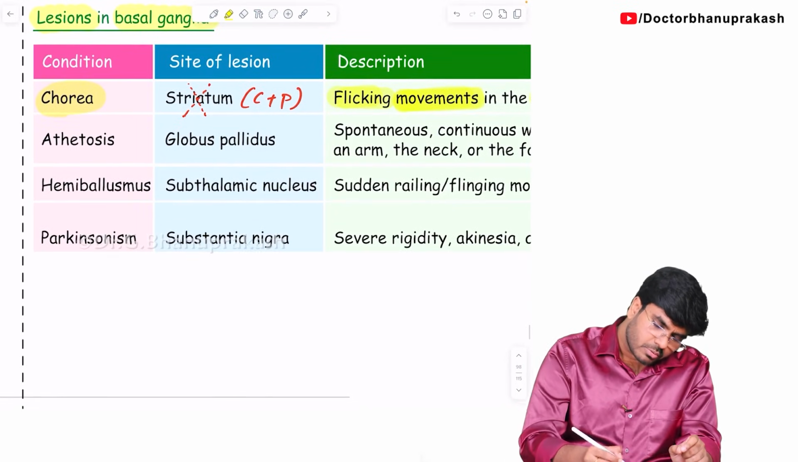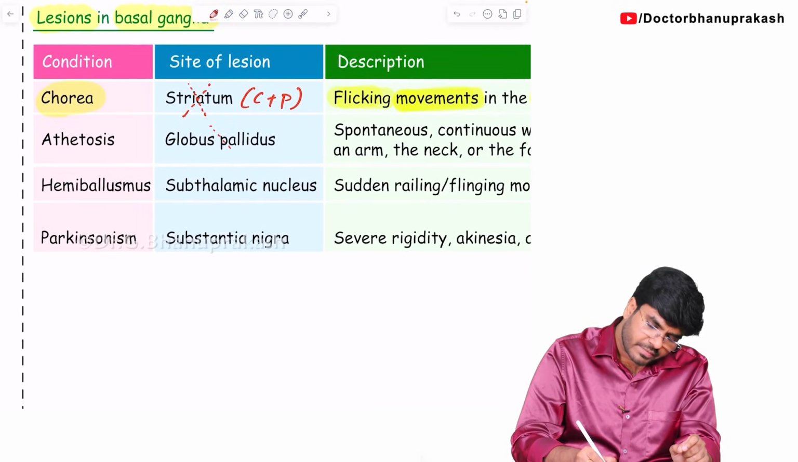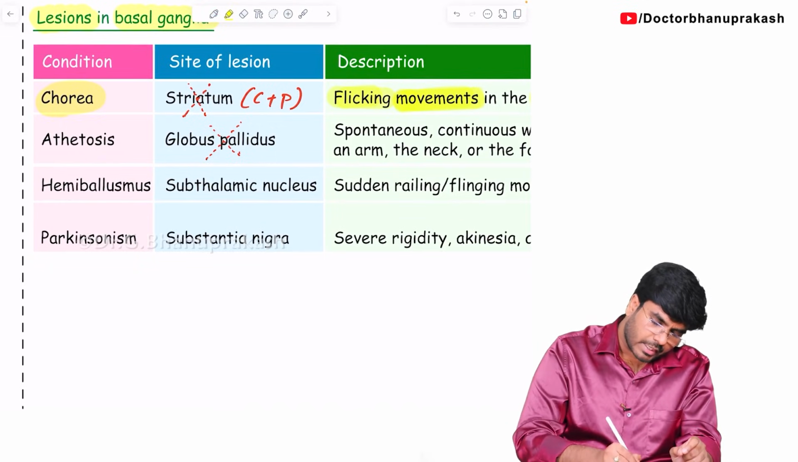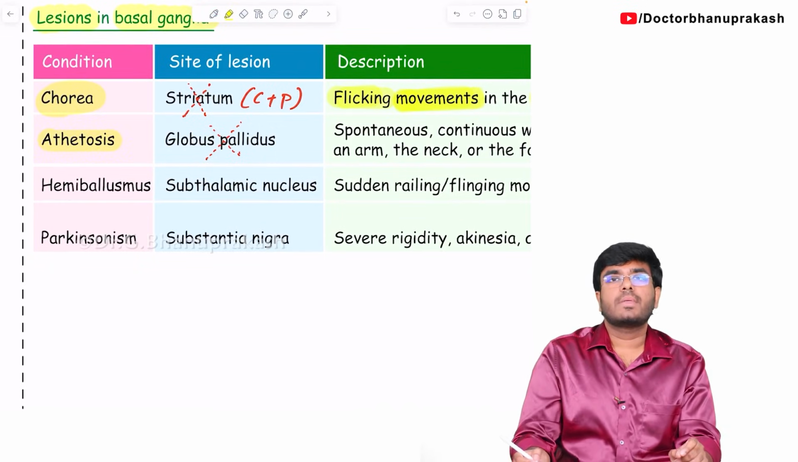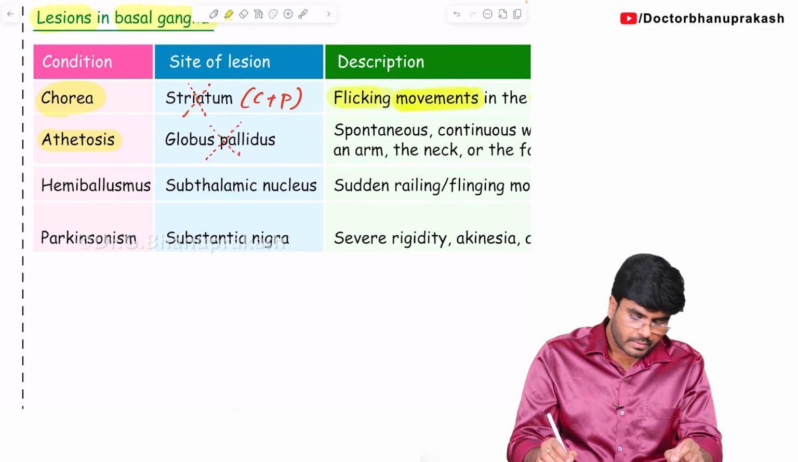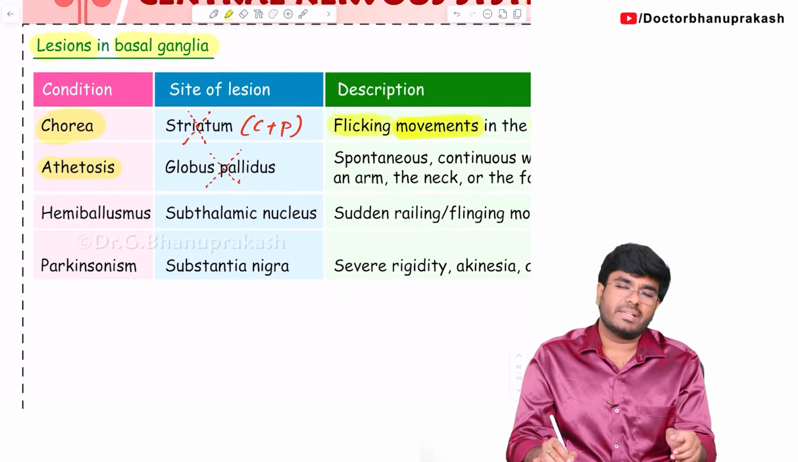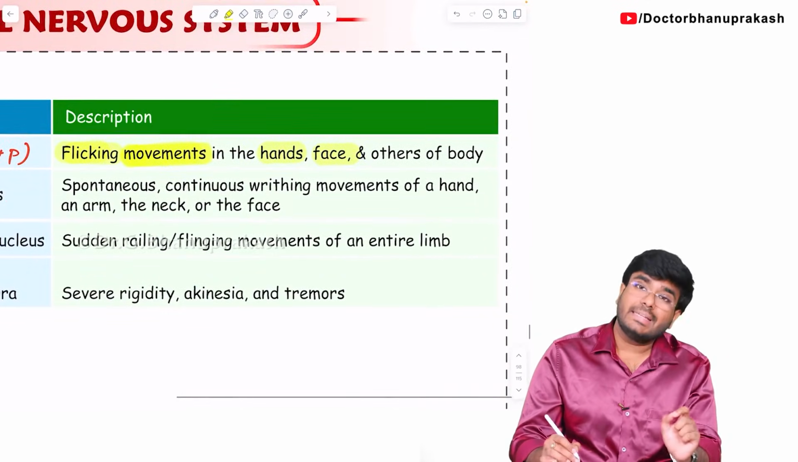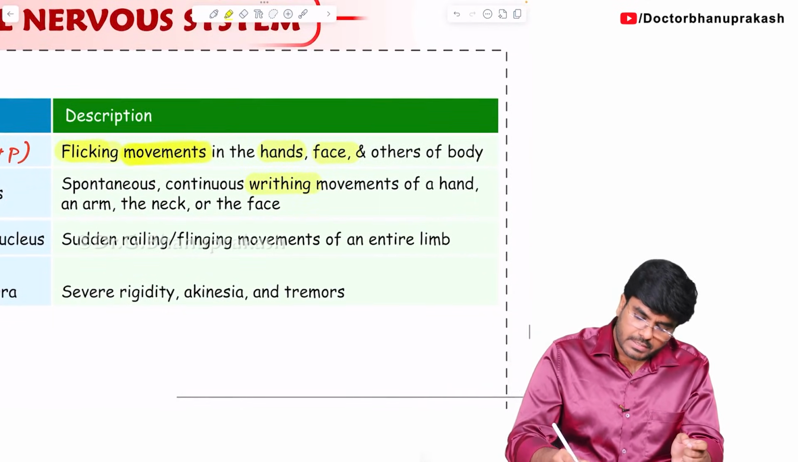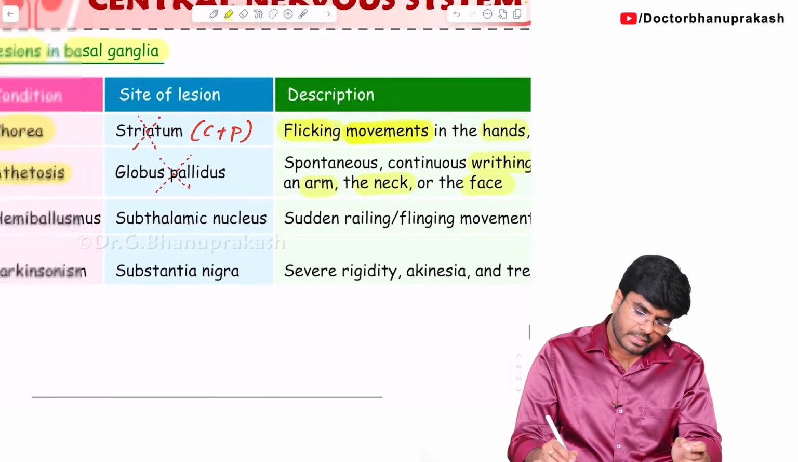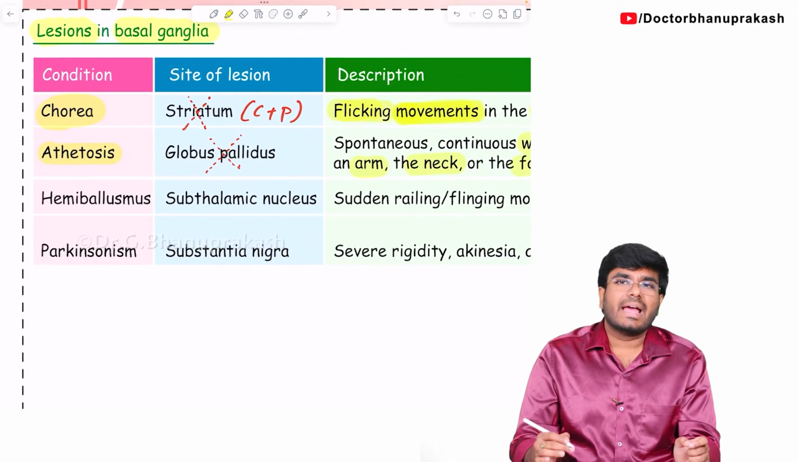Next, damage to the structure called the globus pallidus. If the globus pallidus is damaged, it is going to cause a type of involuntary movement called athetosis. Athetosis is due to globus pallidus damage. And what type of movement is athetosis? It's a writhing movement, dance-like movement. Not writing, writhing. Writhing, dance-like movements of the hands, and neck and face. That's athetosis, writhing, dance-like movements.